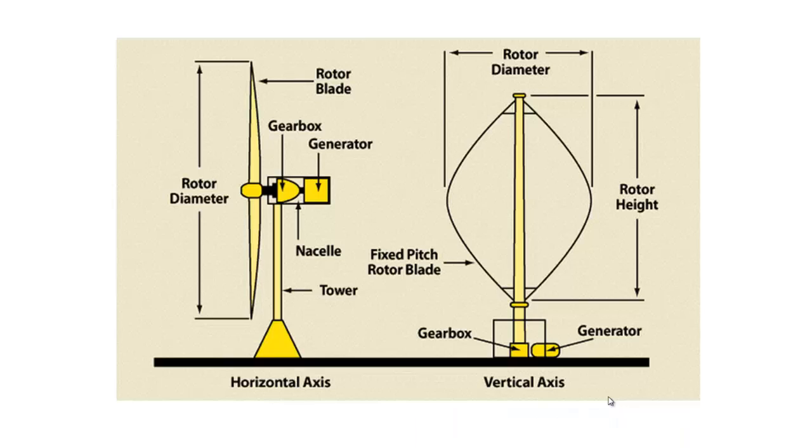These are two possible designs. This is a horizontal axis that we've already just discussed. This is a vertical axis which doesn't have to be pointed towards the wind because it works at all angles. This has to be orientated to be facing the wind. Also, when this moves very quickly, the shape of this changes, so it reduces the chance of damage.